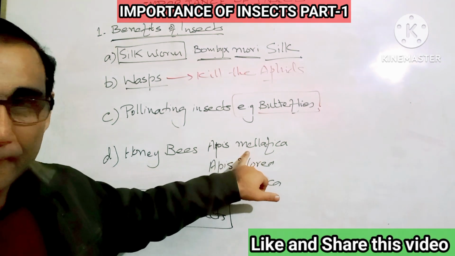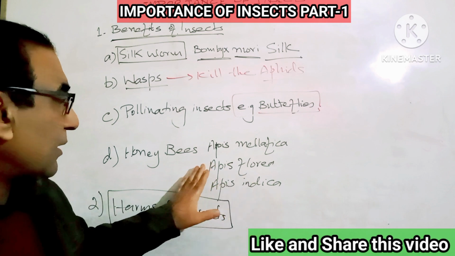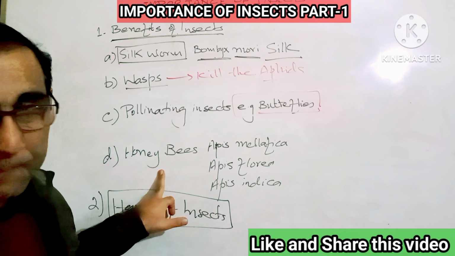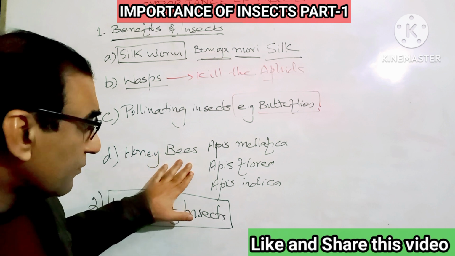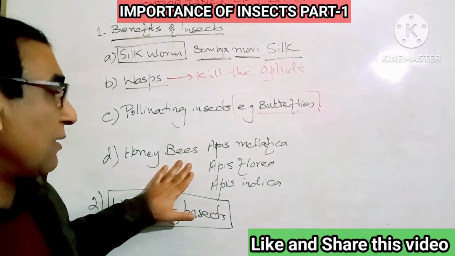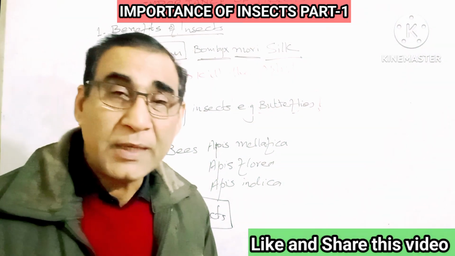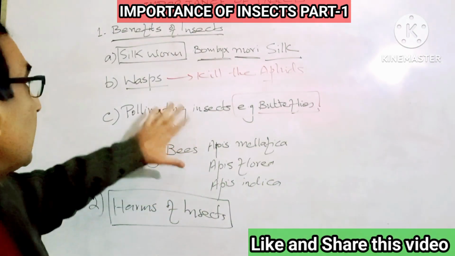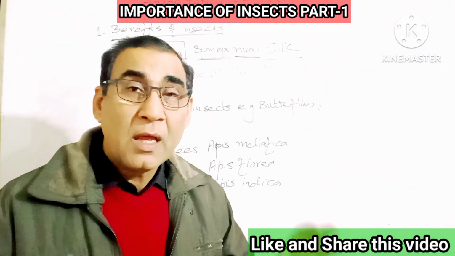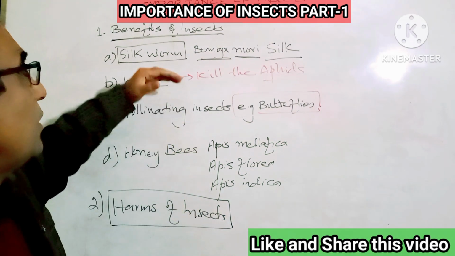Apis mellifera, Apis indica, Apis florea, and many other species of the genus Apis. Apis is the genus of honeybee. They produce honey, wax and many other substances which are important to human beings. So these are four examples. There are many other examples, mind it. These are four examples which I have told you regarding the importance of insects.